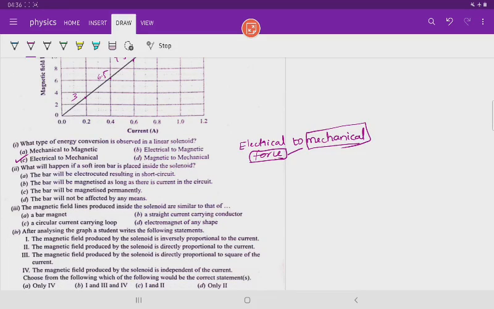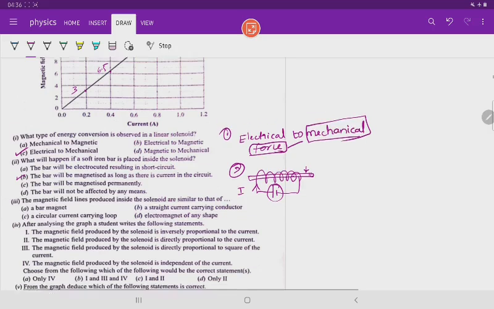What happens if a soft iron core is placed inside a solenoid? Whenever current is passing through the solenoid, the solenoid behaves like a magnet. So if I keep a soft iron core rod, this iron core rod will be acting like a magnet until the current is being passed in the coil. So the answer is the bar magnet will magnetize as long as there is a current in the circuit, option B.